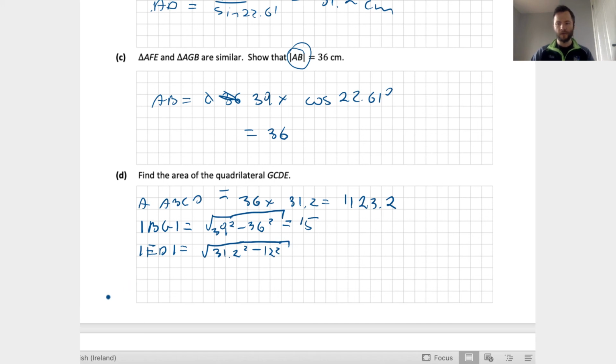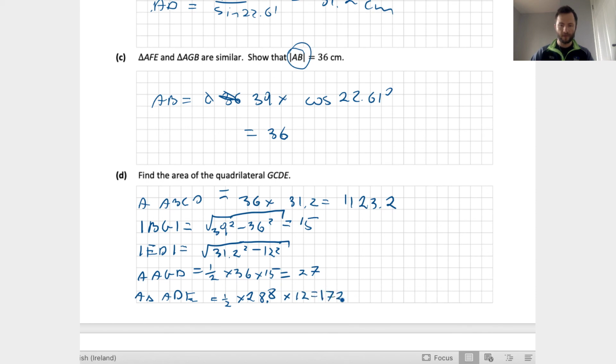and I'm going to use that to find area of triangle AGB, which is equal to 1/2 times 36 times 15 equals 270, and also area of triangle ADE, which is equal to 1/2 times 28.8 rather, times 12, which is equal to 172.8.